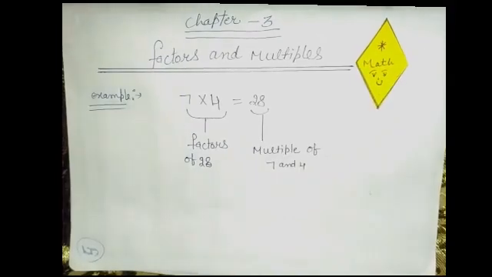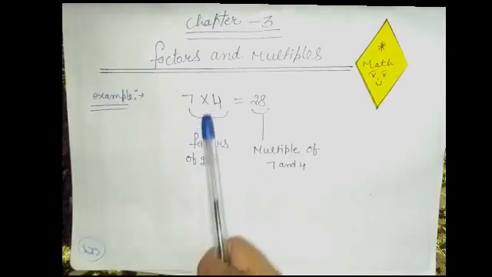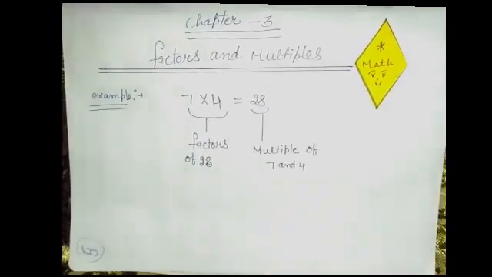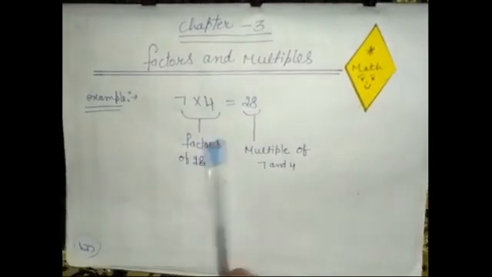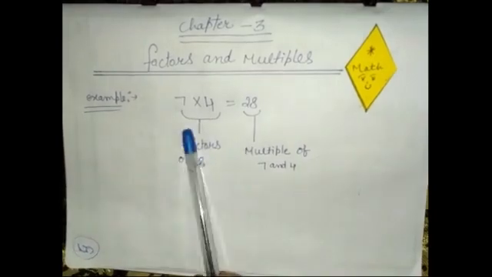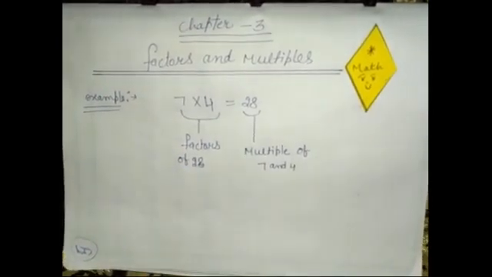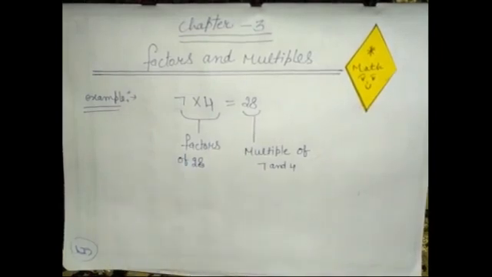So, we were doing our chapter number 3, factors and multiples. In the last video, I told you that these numbers are called factors and this number is called multiple, right? So, what is a factor? What do you mean by factor? So, students, a factor is a number which divides another number without leaving any remainder. And a multiple of a number is the product obtained when the given number is multiplied by the same or any other number.